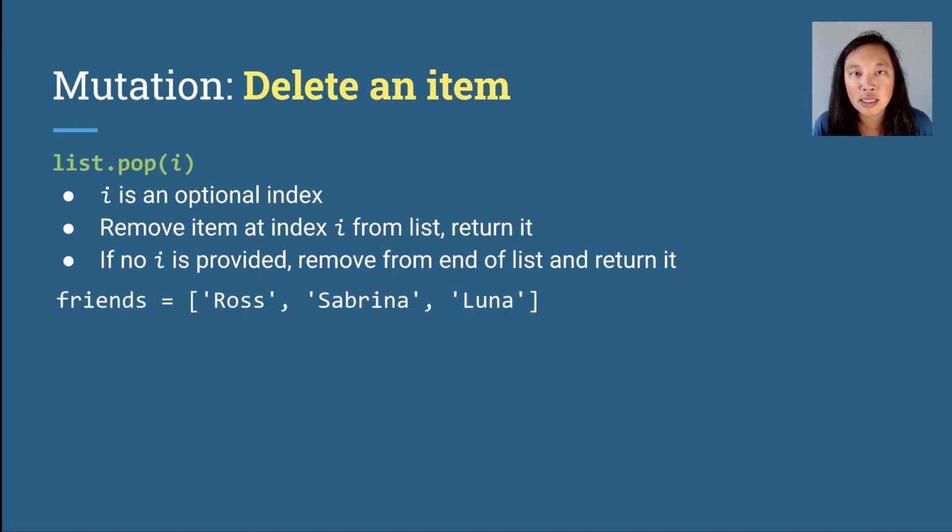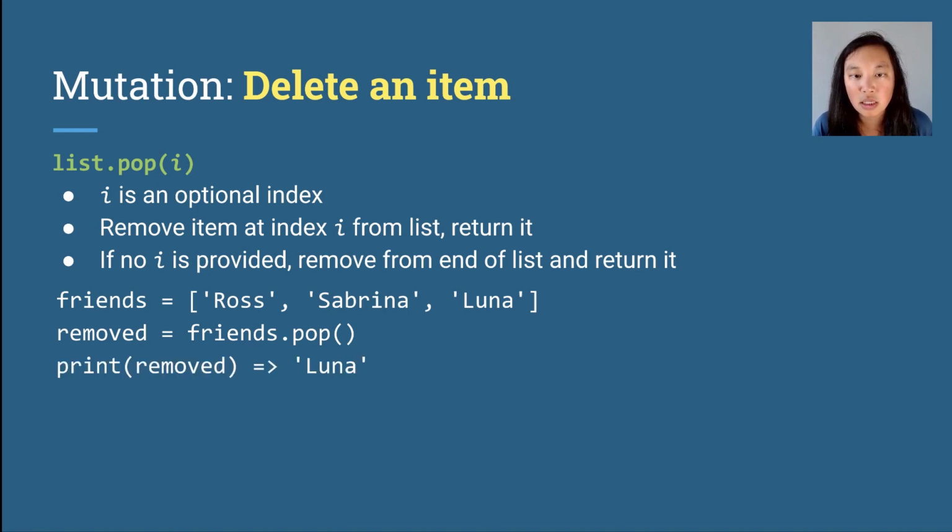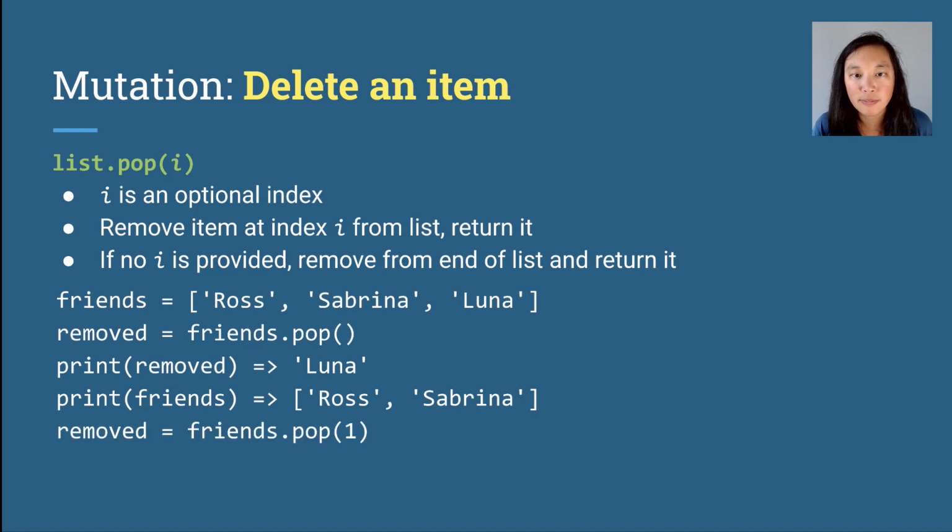If we have friends equals Ross, Sabrina, Luna, if we did friends.pop and we do not pass in an argument, this will remove the last item from the list. So if we print removed, this will give us the string Luna. If we print friends, we see that the list has shrunk and Luna is no longer in the list.